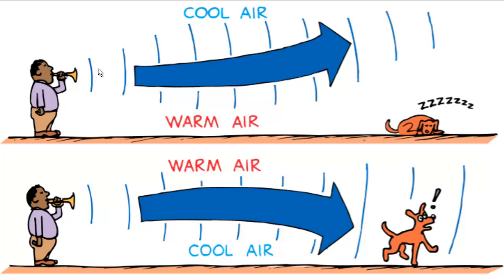So this guy's blowing his trumpet and the dog's able to sleep because the sound's being carried up and away. Now if the situation were reversed and you had the warm air on top and the cool air below, the sound would bend the other way and it would carry very well.